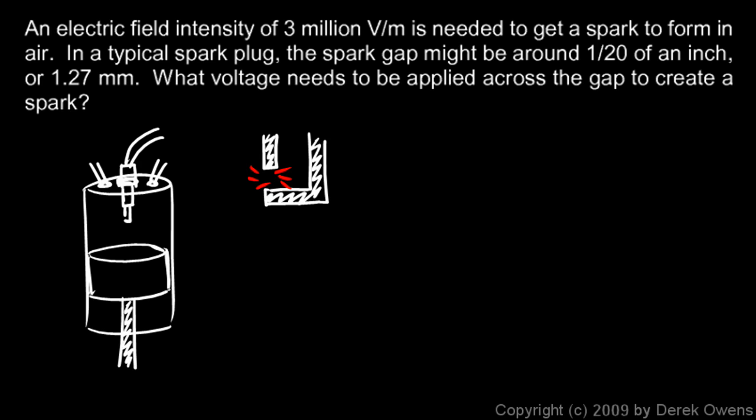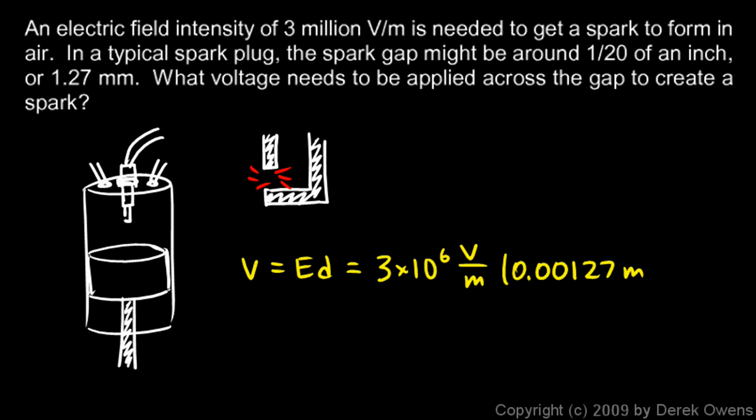So here we're just asked what the voltage needs to be to create the spark. Well, we can just apply the equation. Voltage is electric field times distance, and we're given both of those values. 3 million volts per meter. That's 3 times 10 to the 6 volts per meter times the distance of 1.27 millimeters. That's 0.00127 meters. And you can see the meters here cancel. And you just do the multiplication, and it comes out to 3,810 volts.